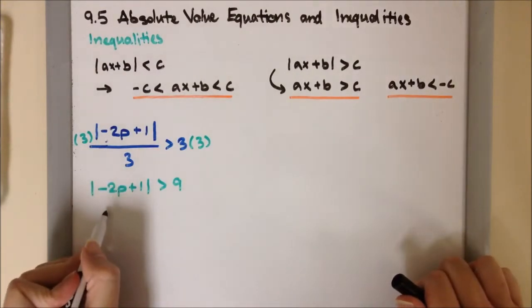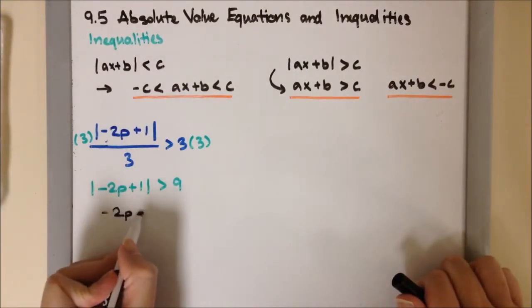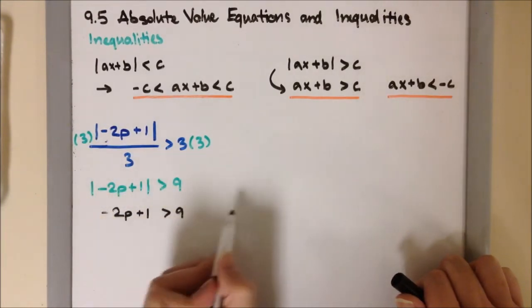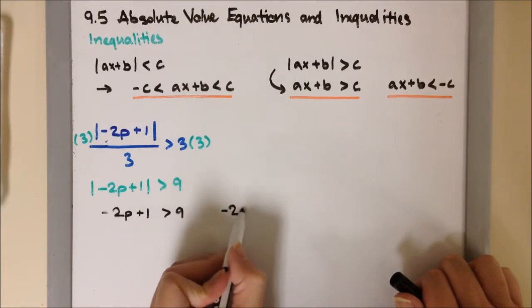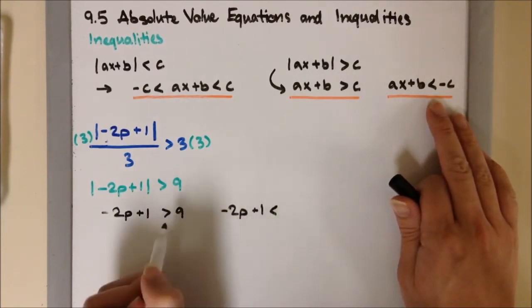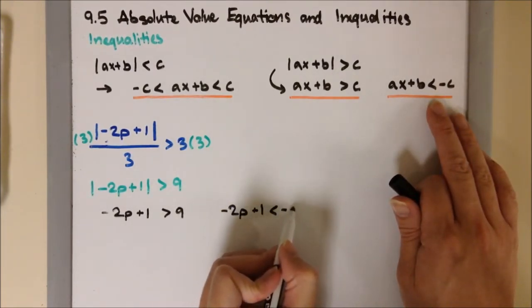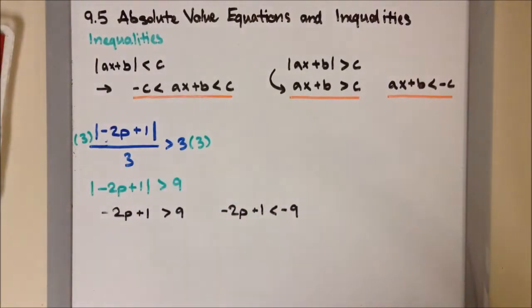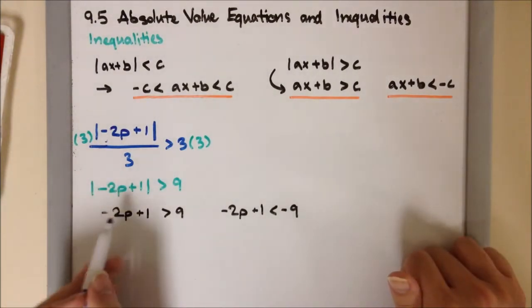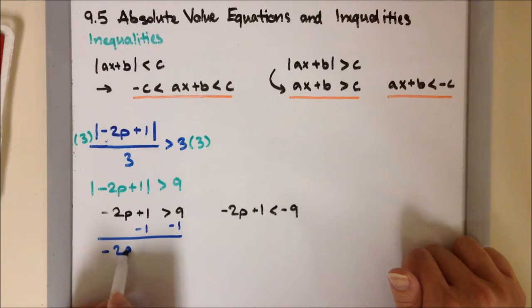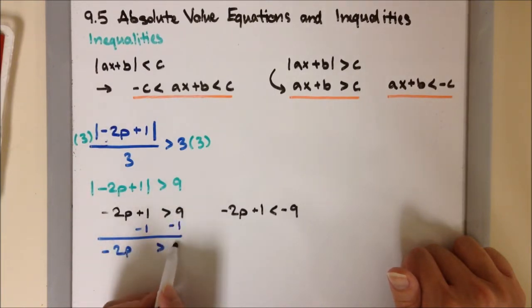So here's my first one, negative 2p plus 1 greater than 9. And then the second one, negative 2p plus 1 is less than the opposite of 9, which is negative 9. Alright, time to solve for p. So here, I'm going to cancel out the plus 1, so minus 1 on the left, minus 1 on the right. So it's now negative 2p greater than 9 minus 1, which is 8.